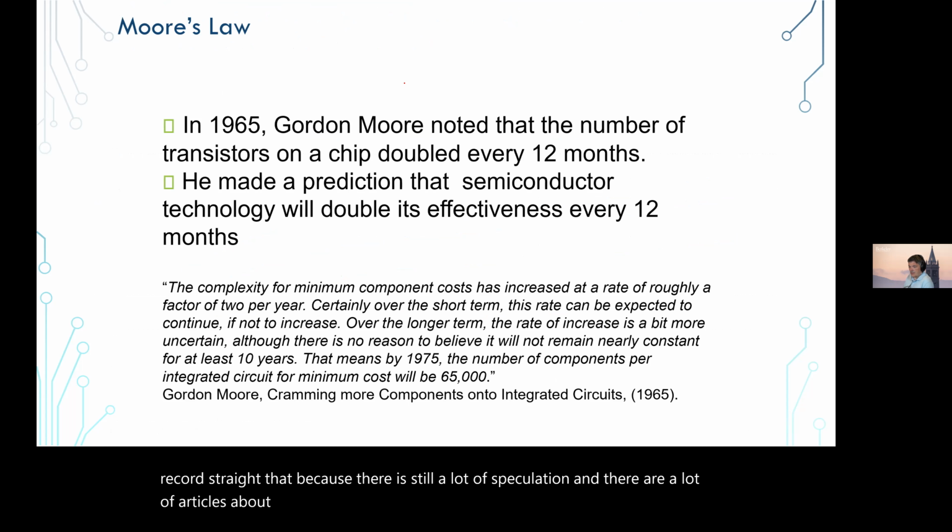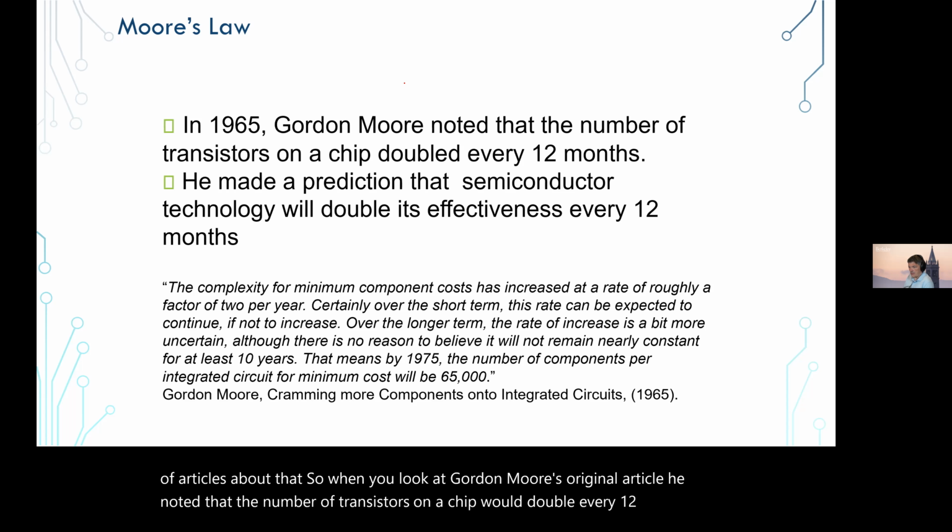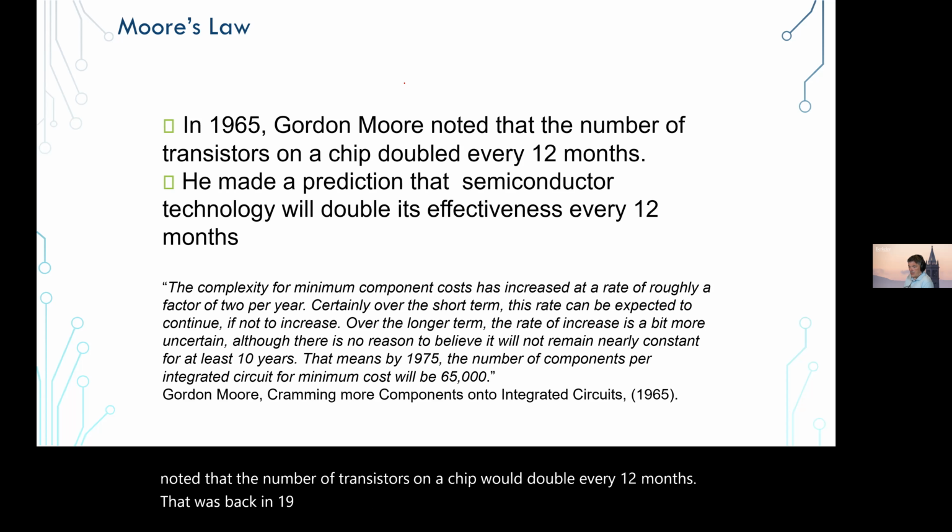When you look at Gordon Moore's original article, he noted that the number of transistors on a chip would double every 12 months. That was back in 1965. Then he ended up correcting that to 18 months, and soon after that to 24 months in 1975.